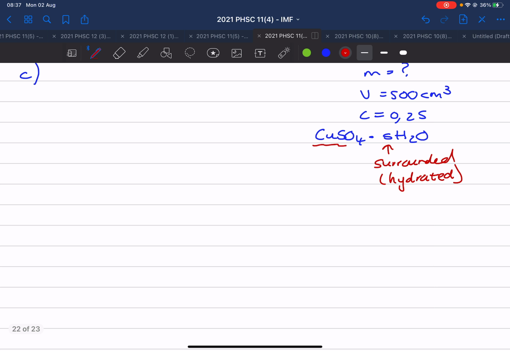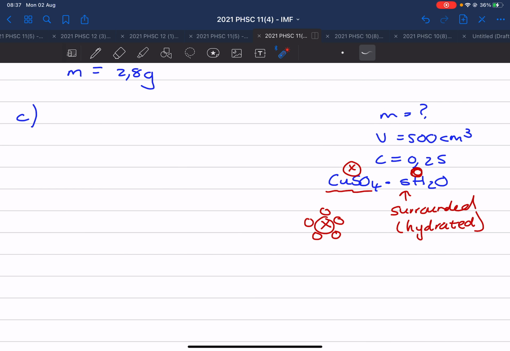salt. This here is a salt. So if this can be represented by an X and this be represented by a circle, then what it will look like is it will be an X with 5 circles around it. So it's just a salt crystal surrounded by 5 water molecules. This is like when you have salt and you leave it open and it becomes cloggy. Cloggy, is that a word? Then that is what you get. You get a hydrated salt crystal.